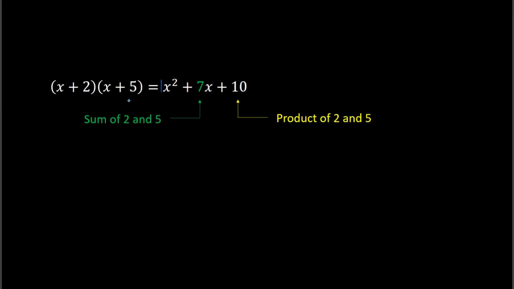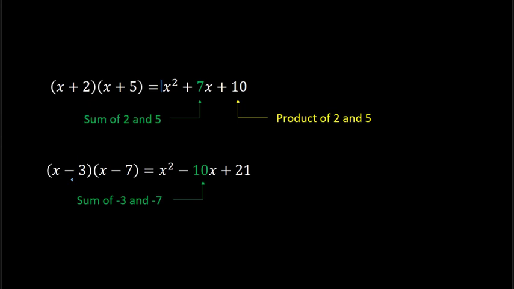So let's again look at the pattern with another example. Here we have x minus 3 times x minus 7. So once again, this middle number right here, this negative 10, you find by taking the sum of negative 3 and negative 7. If I add those two numbers together, I get negative 10 for this middle term. And then the 21 comes from multiplying the negative 3 and negative 7, and that gives me a positive 21. So that is the pattern.